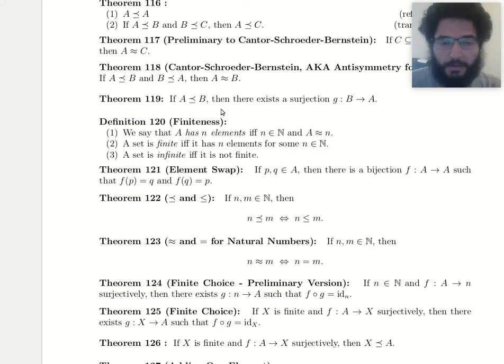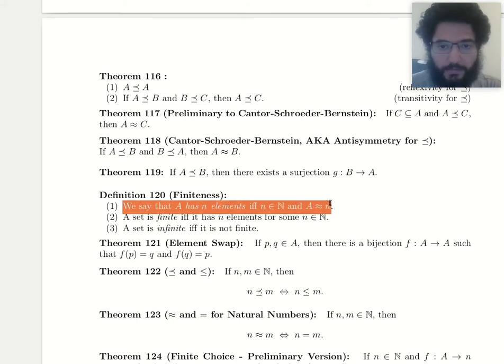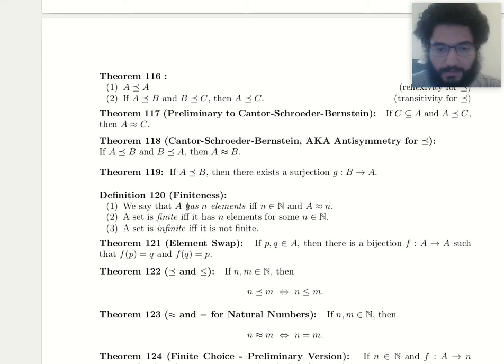Let me skip ahead a bit in the notes just to show you what I mean. Here in definition 120, part 1, you can see where we define in a rigorous way what it means for a set to have n elements. It means this, which is something we're about to define.